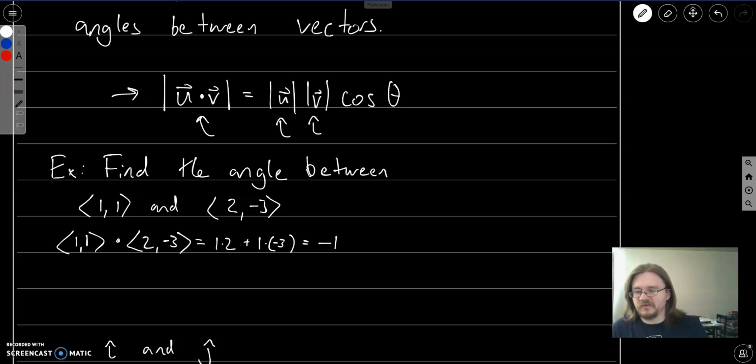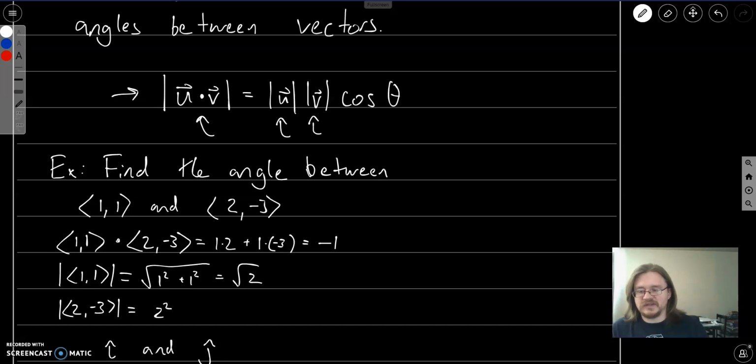So let's find the length of u. So let's find the length of (1, 1). This is going to be the square root of 1 squared plus 1 squared, and that's the square root of 2. And then the last one, let's find the length of (2, negative 3). When we take the dot product, we're taking 2 times 2. We're going to take negative 3 times negative 3. All right, you're going to take the square root. So that's 4, and that's 9, so it's going to be the square root of 13.